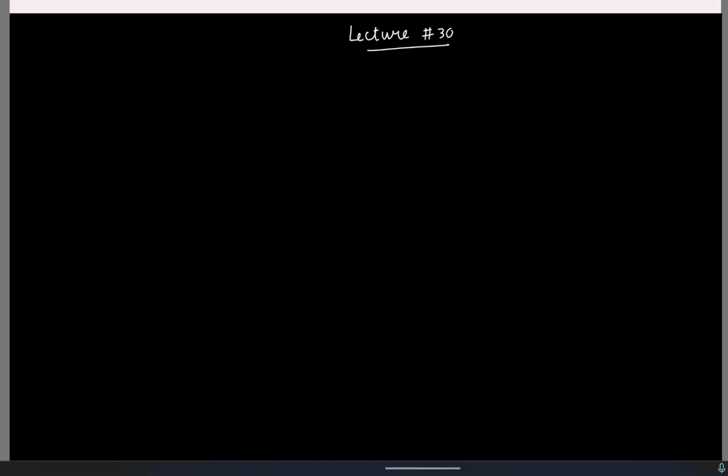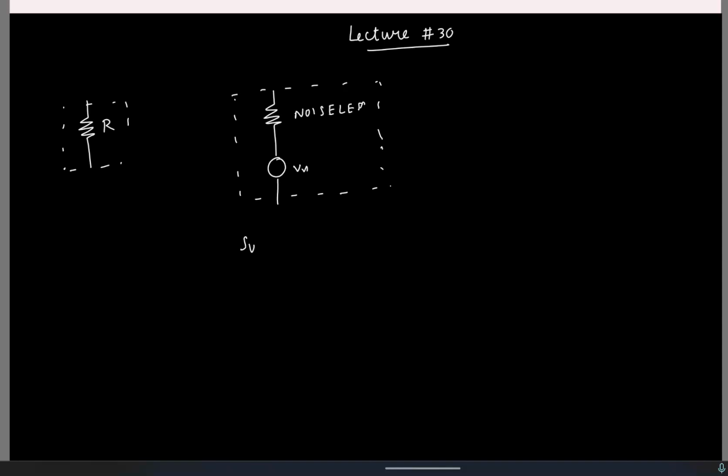Towards the end of last class, we started to look at the modeling of noise in a resistor. We saw that a resistor with a value R will generate some noise, and the way we can model it is as follows. We can assume that the resistor is noiseless, but the noise is generated by some series voltage source Vn. So this is a noiseless resistor. This is my noisy resistor, and this entire block is my noisy resistor. The power spectral density of this voltage source was 4kTR volt squared per hertz.